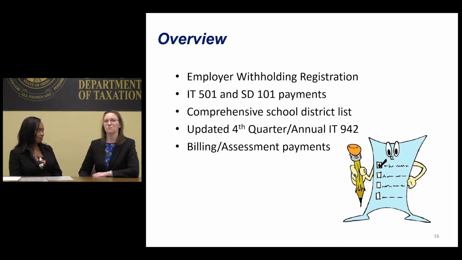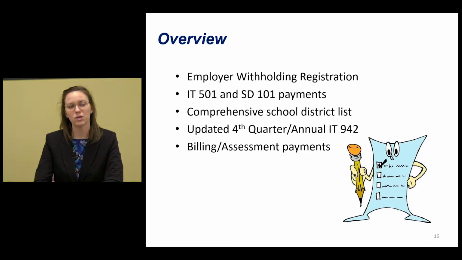So for the second portion, my portion, we're going to be looking at the specific forms that are filed for employer withholding tax. First, we'll take a look at registration. We'll look at the IT 501 and SD 101 payments of income tax withheld. We'll look at the new comprehensive school district list that's available on Modernized Gateway. We'll also look at the updated form, the fourth quarter/annual IT 942. And we'll take a look at how to make a payment only for a billing or assessment notice.